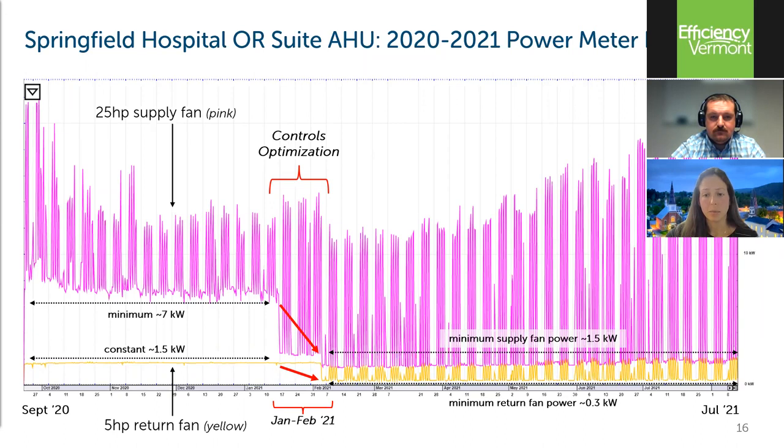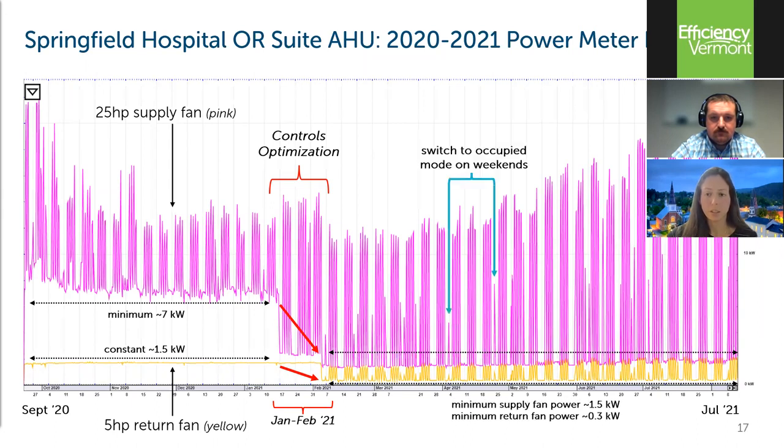Now the OR air handling unit's supply and return fan both vary speed to provide the necessary air changes to the ORs during occupied times and the minimum air changes during unoccupied times. As Nick mentioned, Control Tech installed occupancy push buttons to allow the hospital to switch to occupied mode when they had emergency surgeries during off hours.